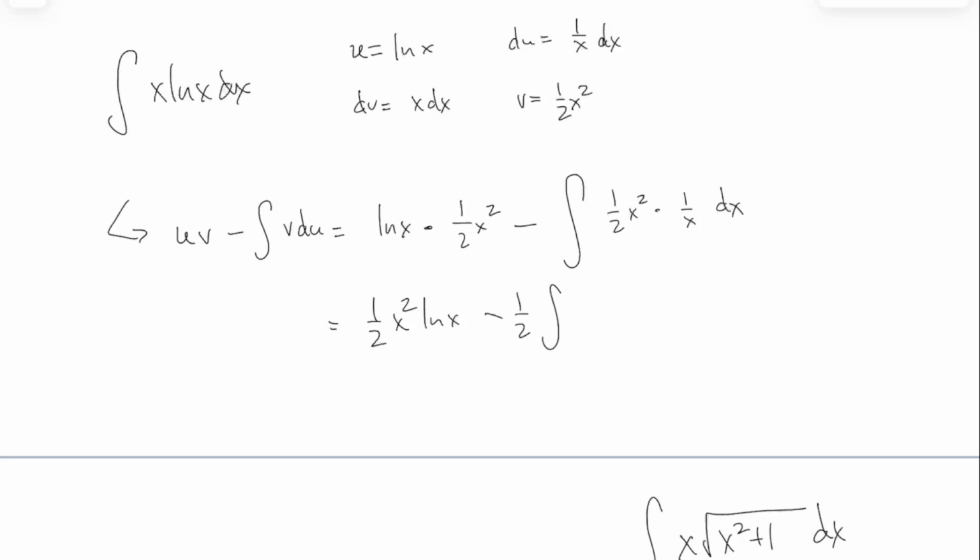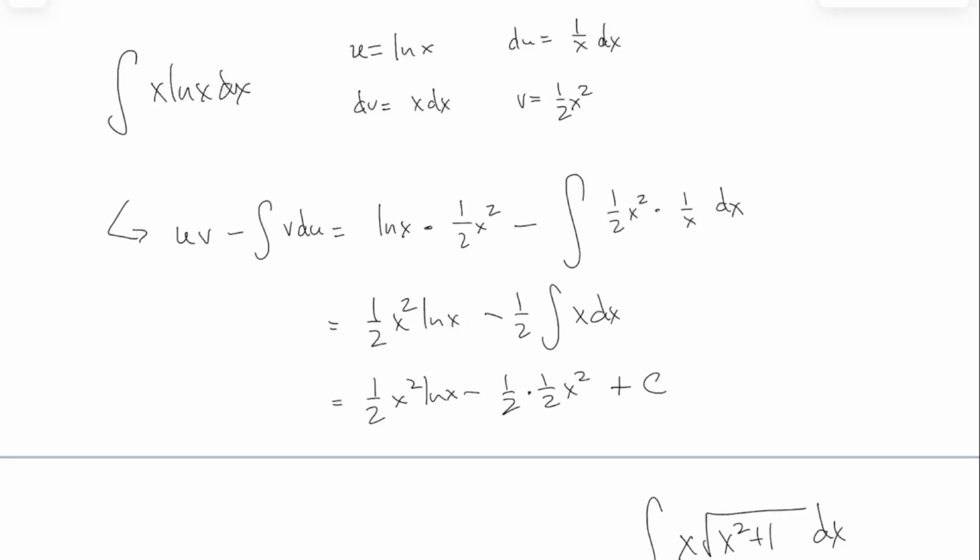It's just x squared times 1/x, but you can cancel there, simplify, and it's just going to be x, right? And then I do the integral, and we'll be done with it. 1/2 x squared, right?